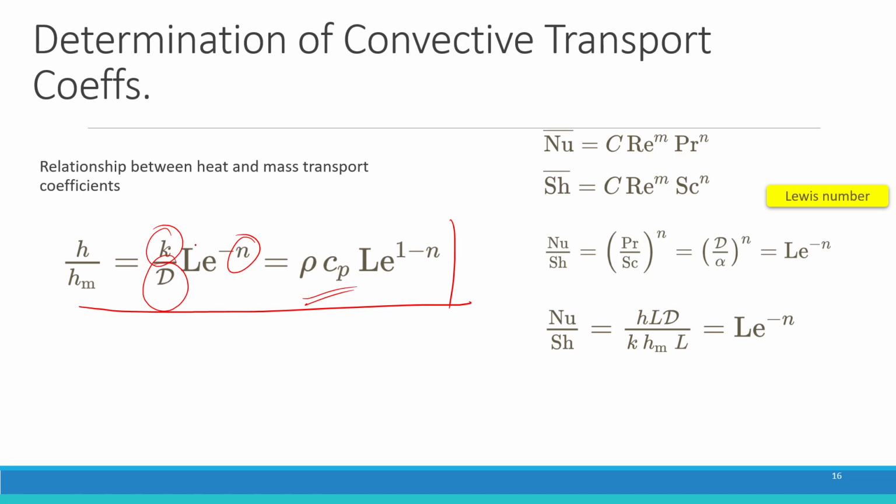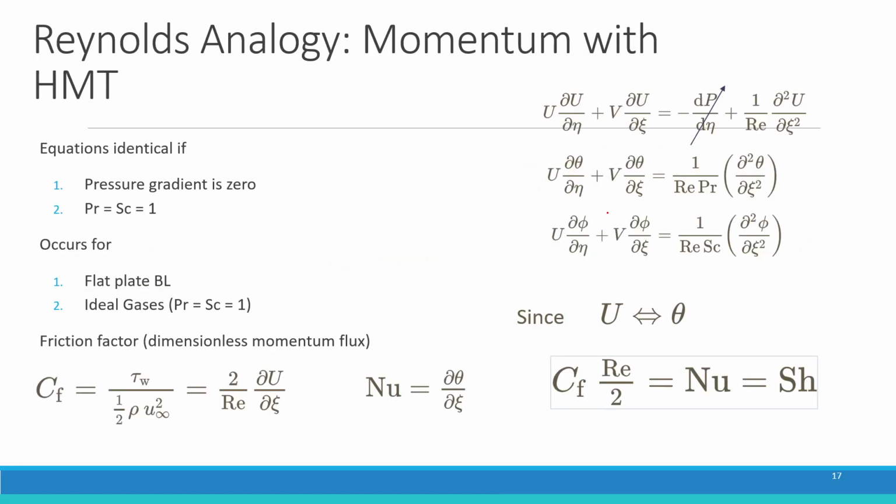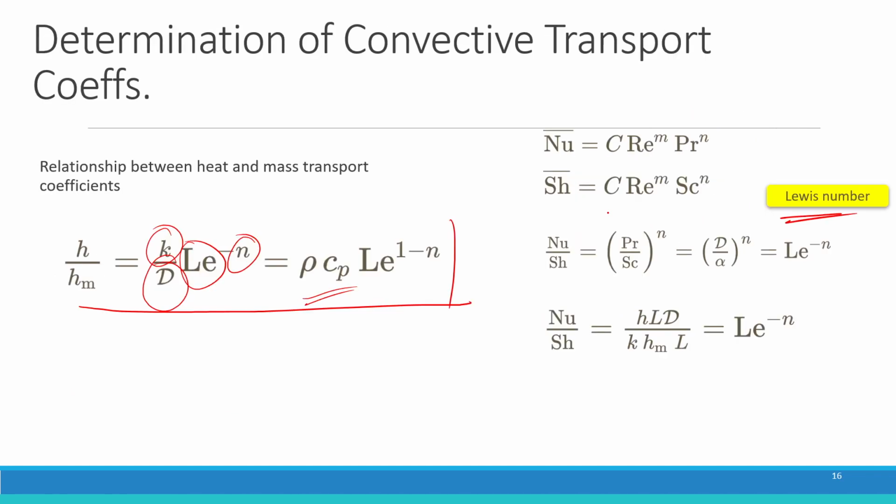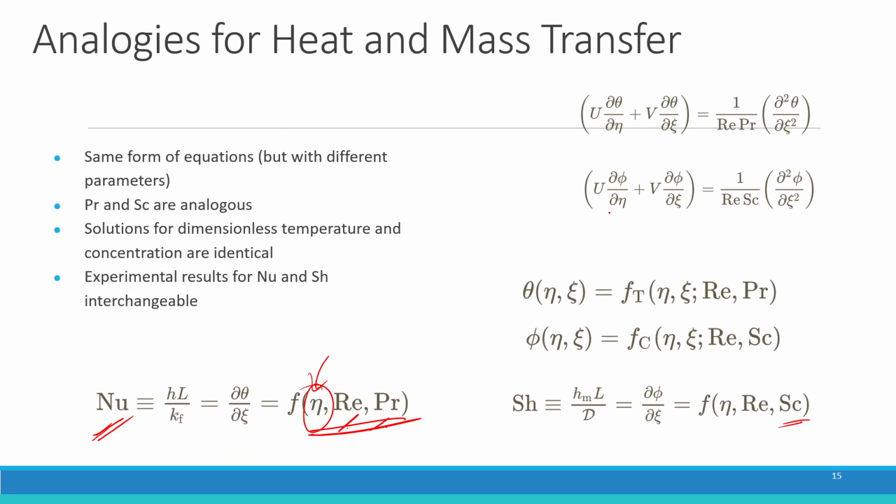And this Le is nothing but the Lewis number. I think I incorrectly said it as length. So this Le is the Lewis number as defined over here. So these correlations were obtained by the analogy of heat transfer with mass transfer.